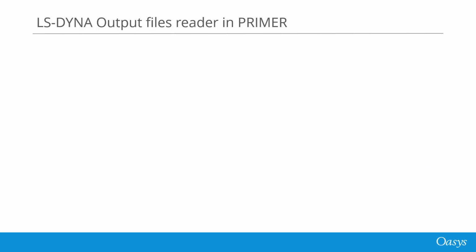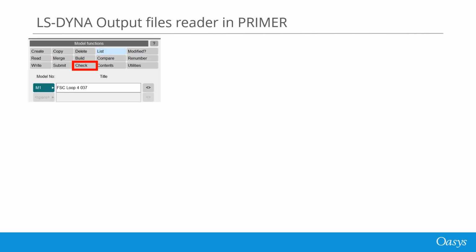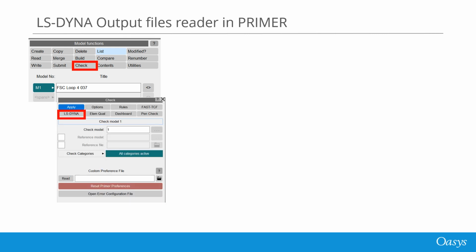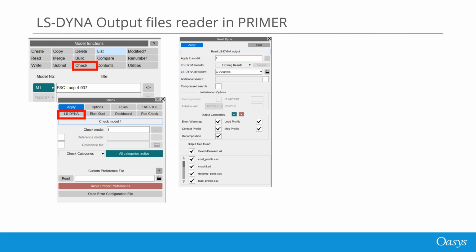Now we will take a look at the LS-DYNA output files reader in Oasys Primer. This functionality can be accessed by clicking the LS-DYNA button under the model check, which displays the Read DYNA window. Using this tool, it is possible to interrogate the standard output text files from LS-DYNA simulation for the following: errors and warnings, load and contact profiles, message profiles, and decomposition on CPUs.